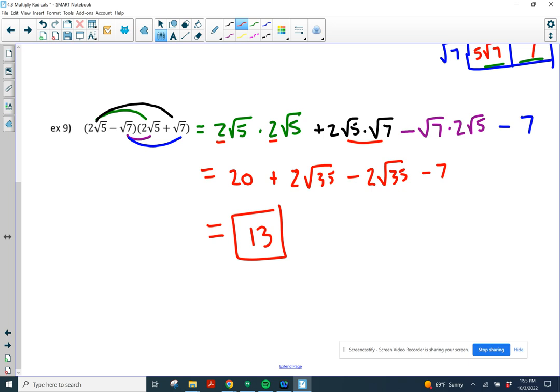And you would get the same thing if you used the box, as long as you did your multiplication correctly in the box. And that is multiplying radicals.